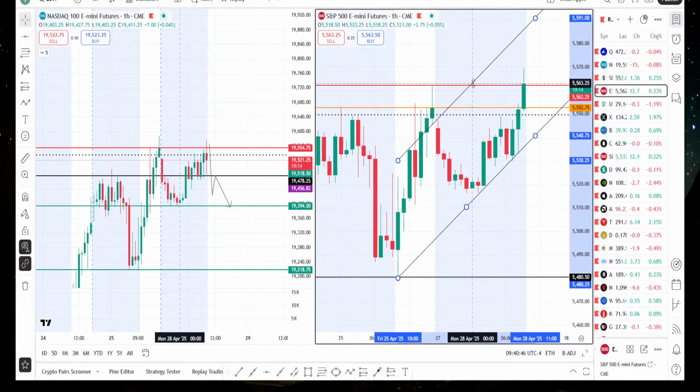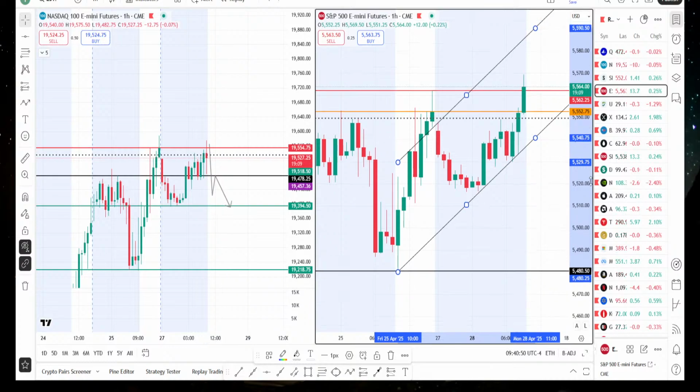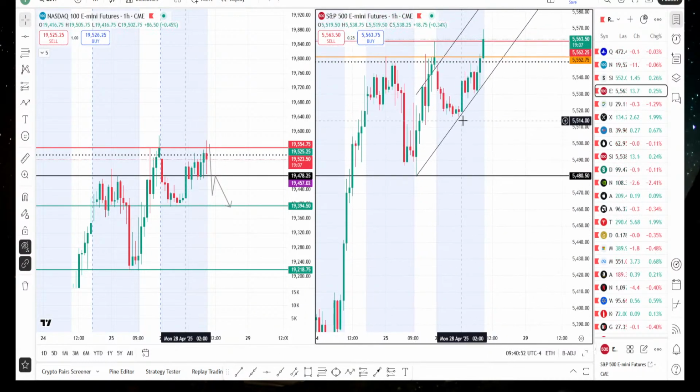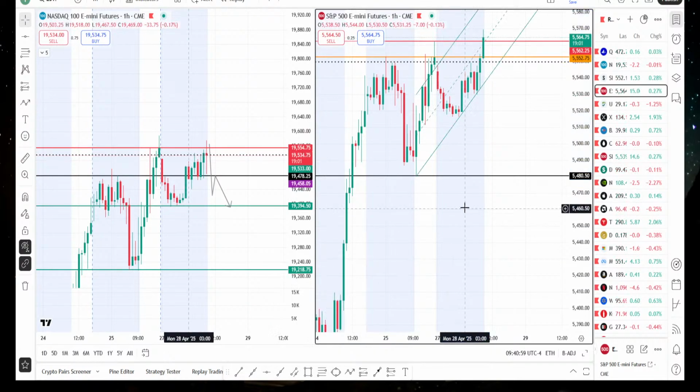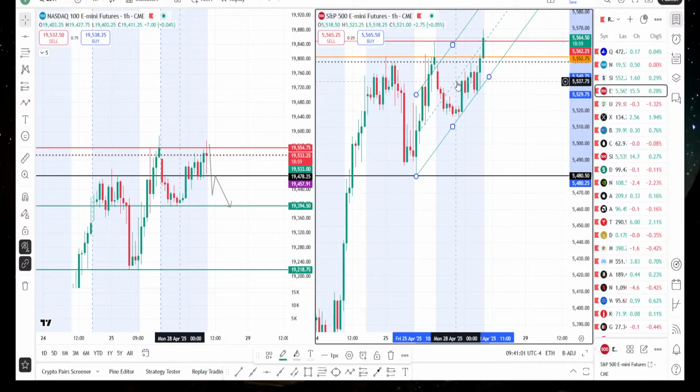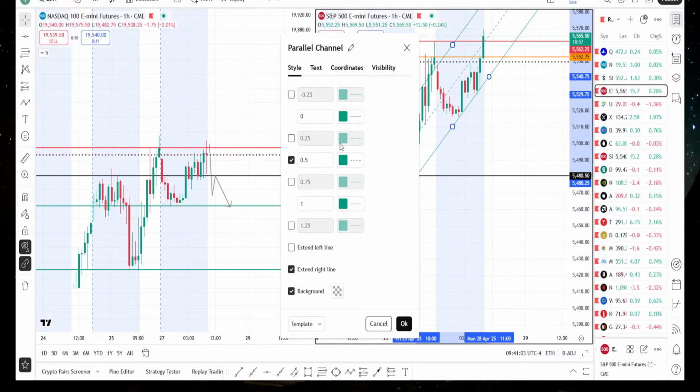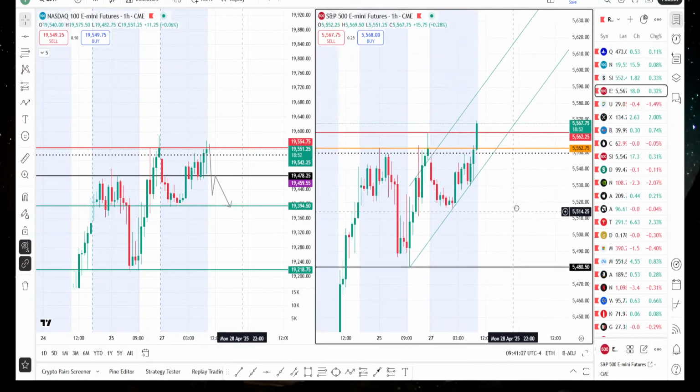That's all it is, guys. Support and resistance. Keep it simple. Support. Channel. You can mark the green if you like. There you go.